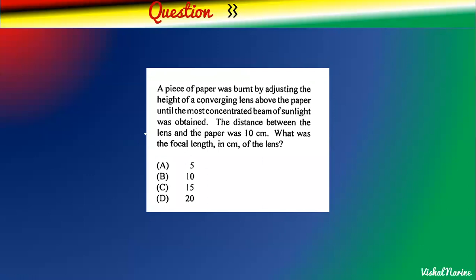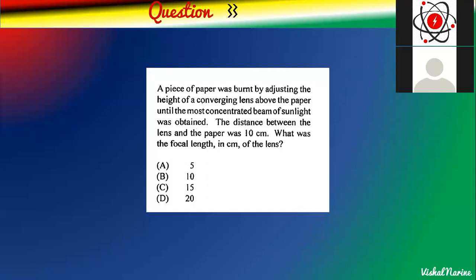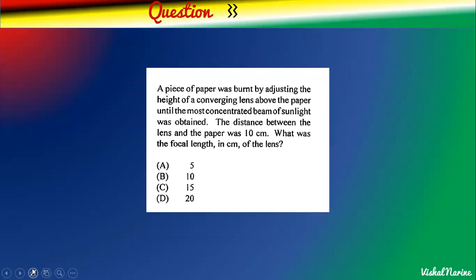Question 33. Someone burnt a piece of paper by adjusting the height of a lens. It was found that the distance between the lens and the paper was 10 cm. The question is asking, what is the focal length in centimeters for the lens? The answer there is indeed, I see a few persons already said it is B. The focal length will be equal to the distance between the paper and the lens, where the paper is going to burn up. That is the least distance.